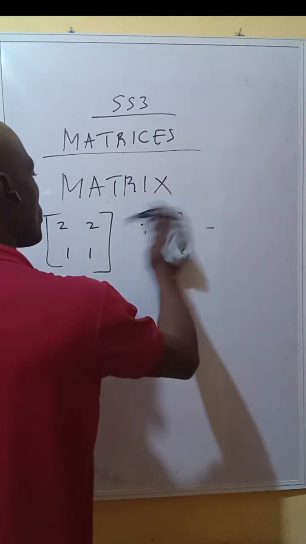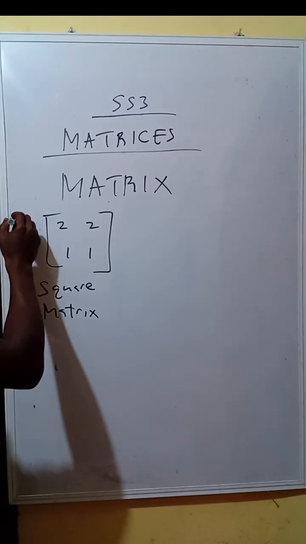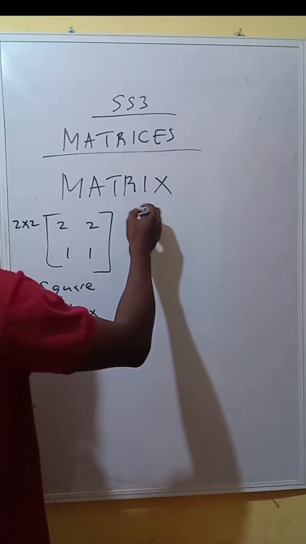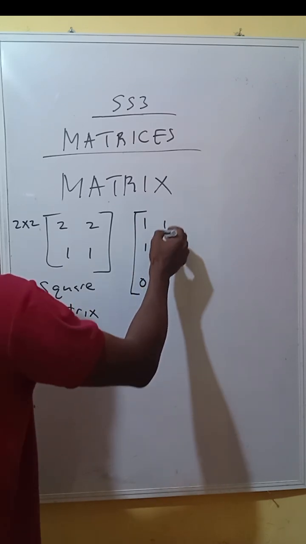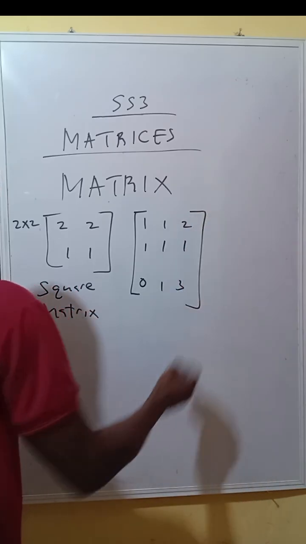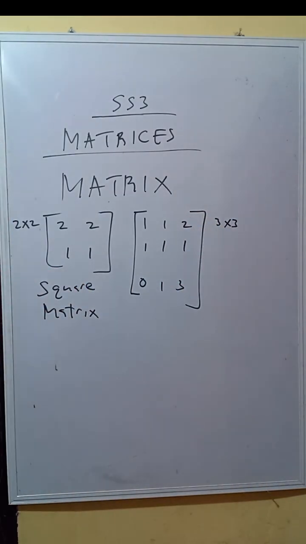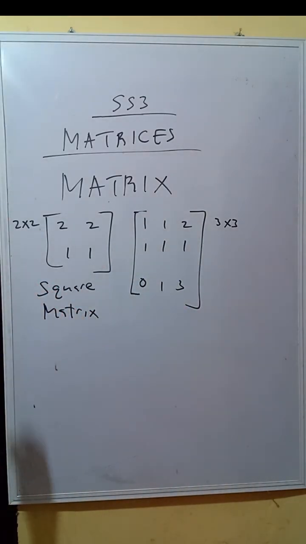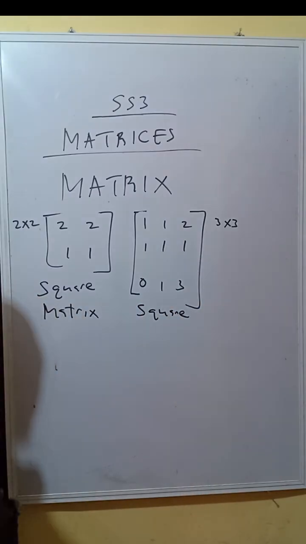Also, this is a 2 by 2 matrix. Why? Because it has 2 rows and 2 what? Columns. Another example of a square matrix. Let me use a 3 by 3 matrix: 1, 1, 0, 1, 1, 1, 2, 1, 3. So this is a 3 by 3 matrix. What do you mean 3 by 3? It has 3 rows and 3 what? Columns. So it's also a square matrix. Square because it has 3, 3.